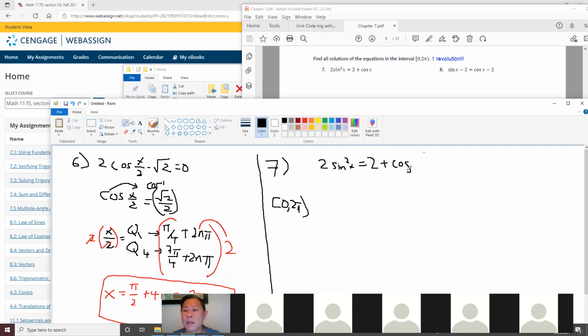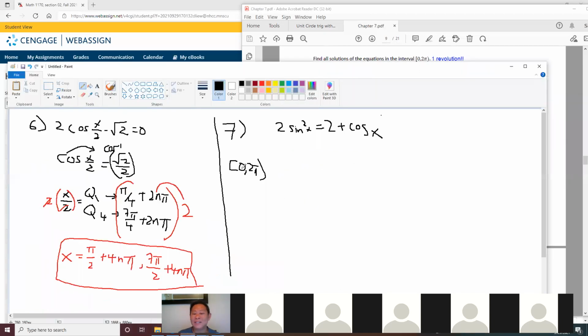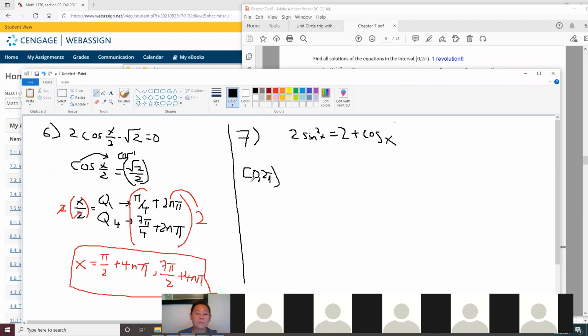Now, if you look at questions 7, 8, 9, they want us to write the answer in 0 to 2 pi. That means you do not need to use the 2n pi or n pi. It means it needs 1 revolution. Now, can someone tell me what it means when I use a bracket on the 0 and a parenthesis on the 2 pi? A bracket and a parenthesis. Does it mean it has to be between 0 and 2 pi? Yep, that's correct. It's between 0 and 2 pi, which means 1 revolution.